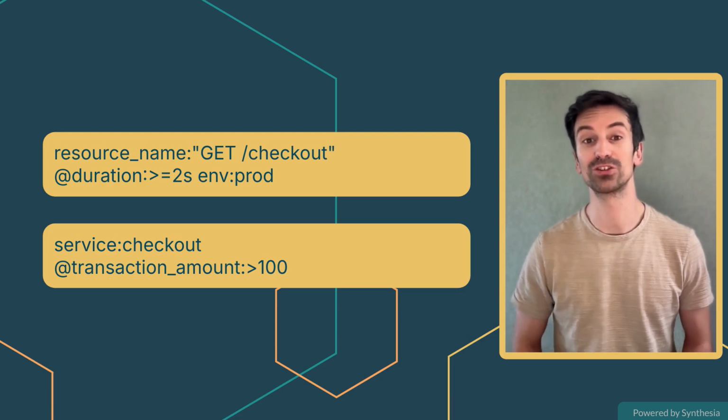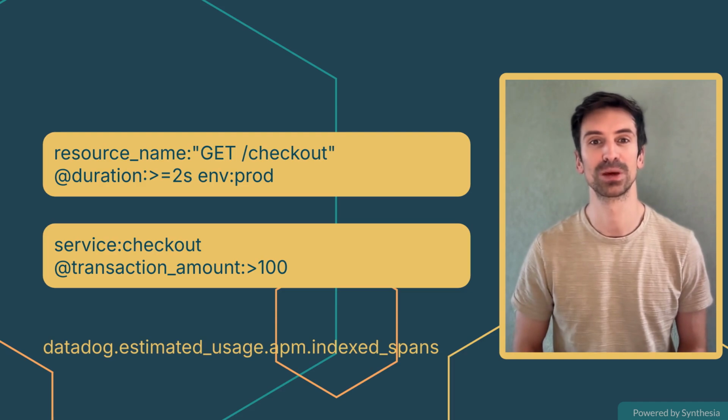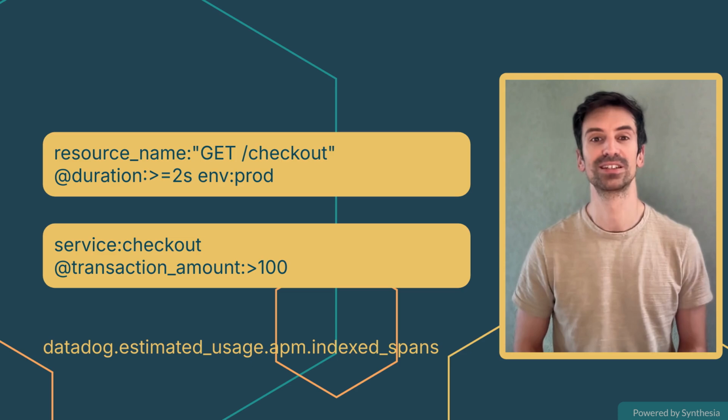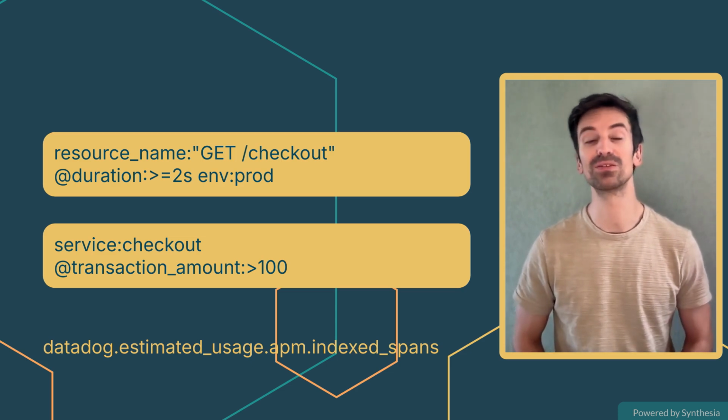If you are not sure how much to keep, go progressively and use datadog.estimated_usage.apm.indexed_spans to monitor how many spans you're indexing by environment or service.